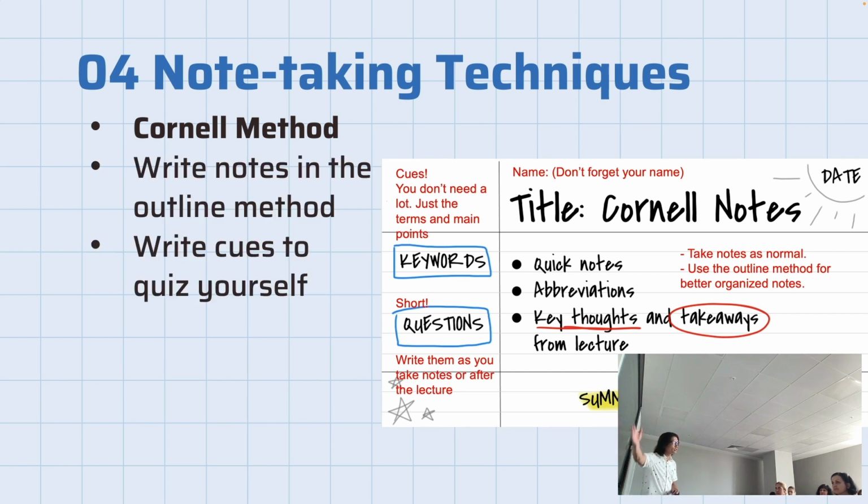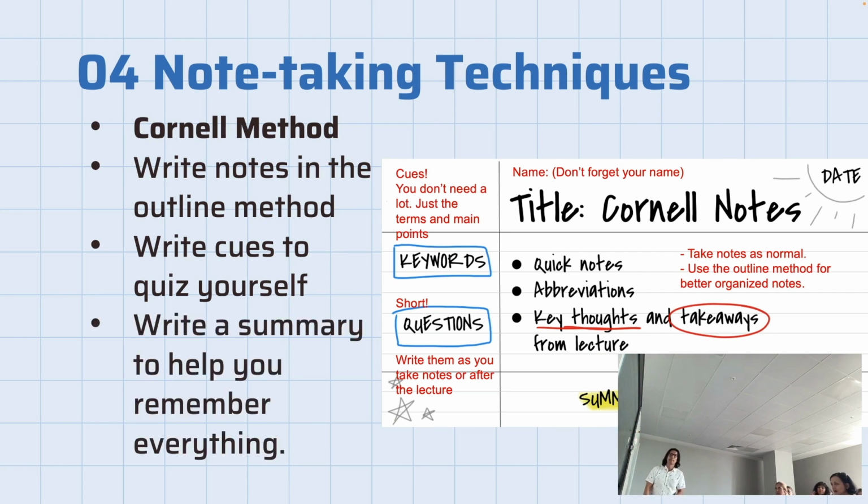The cues are the most important part because that's the part where you start to ask yourself how to quiz yourself, right? You're shortening, you're abbreviating, things like that. And then the summary helps you just kind of remember everything.